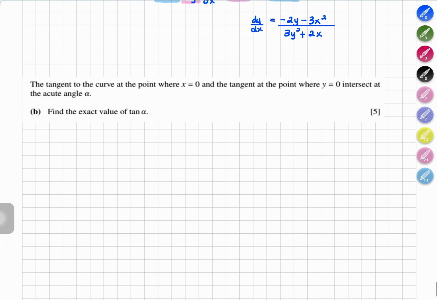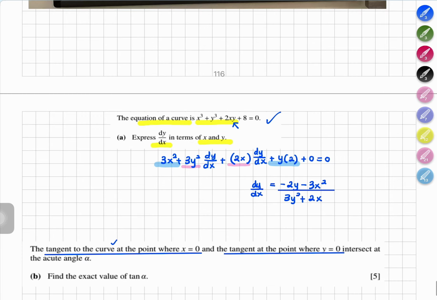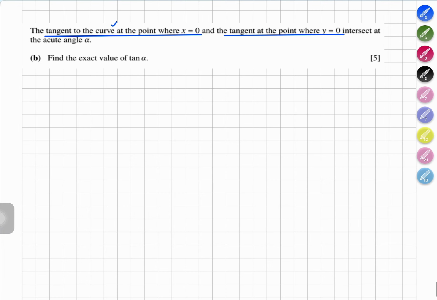Now the second part of the question says the tangent to the curve at the point where x equals 0 and another tangent at the point where y equals 0. Both come from the curve. Where is your curve? Your curve is actually this one. And what are they doing? The two tangent lines are going to intersect at the acute angle alpha.